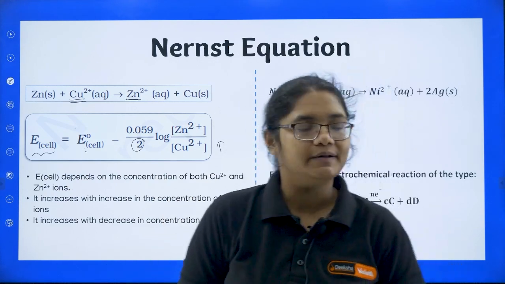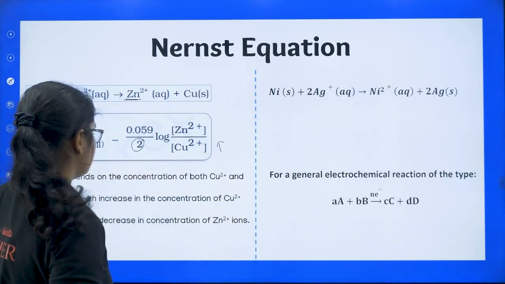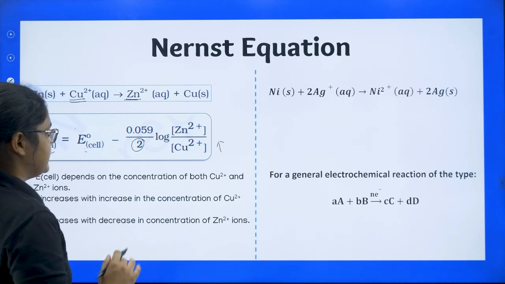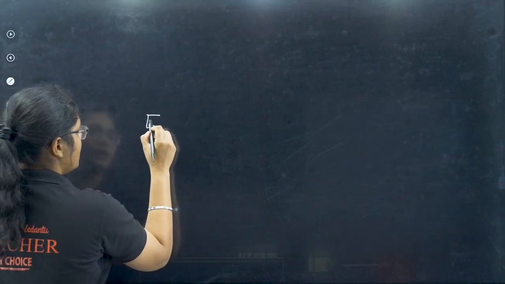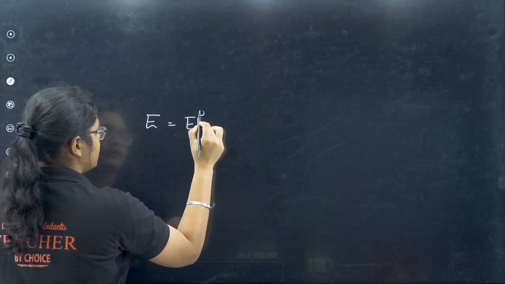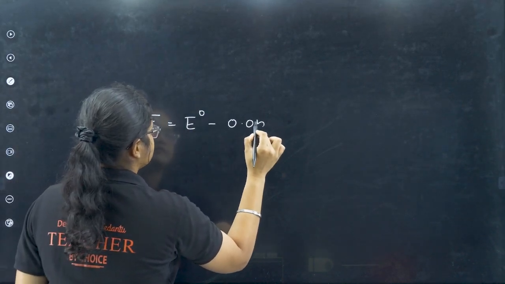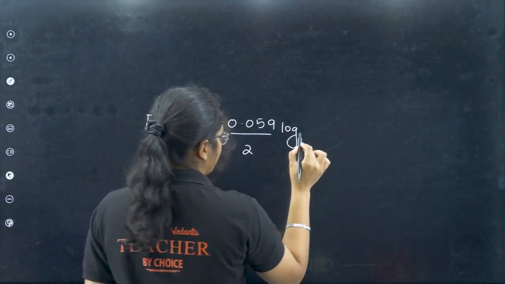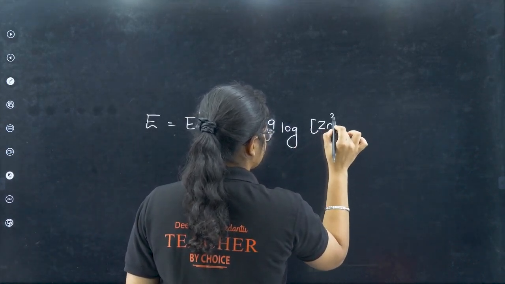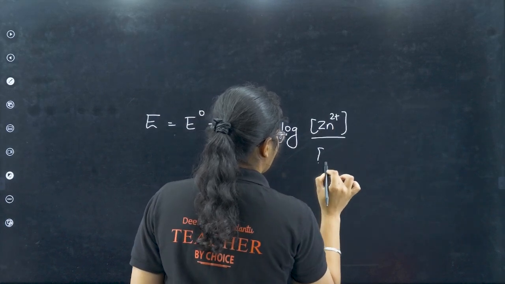Let me give you an example here. For example, see, just a minute. Okay, so this is the value: E of the cell equal to E naught of the cell minus 0.059 by 2 log of Zn2+ by Cu2+.